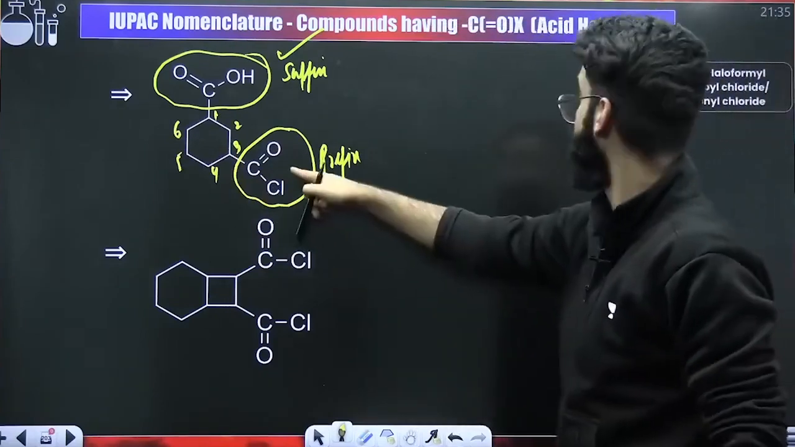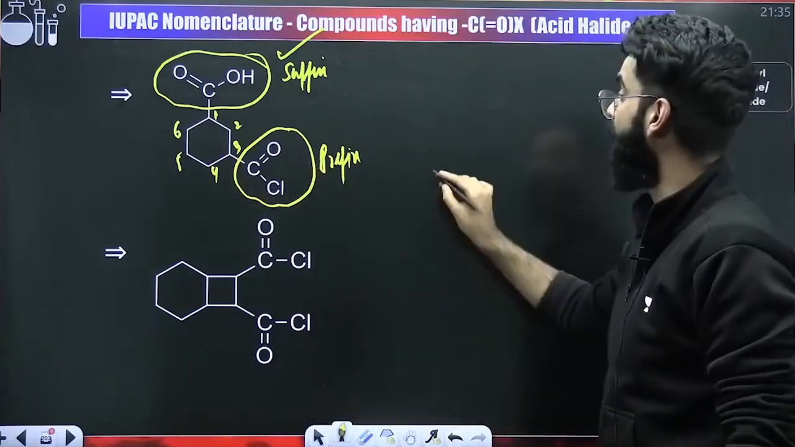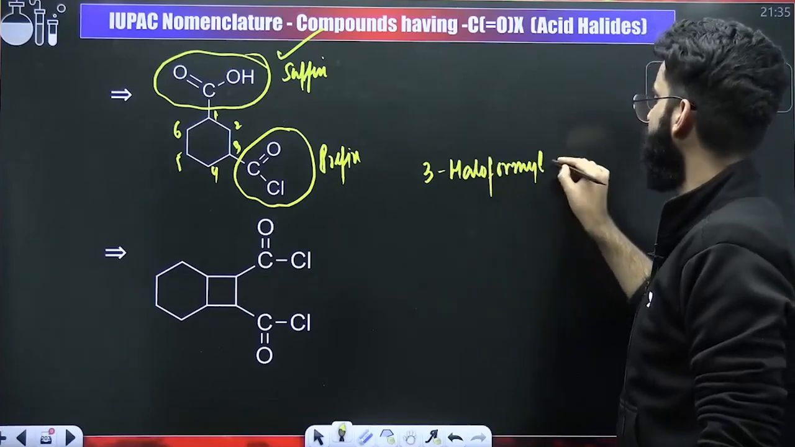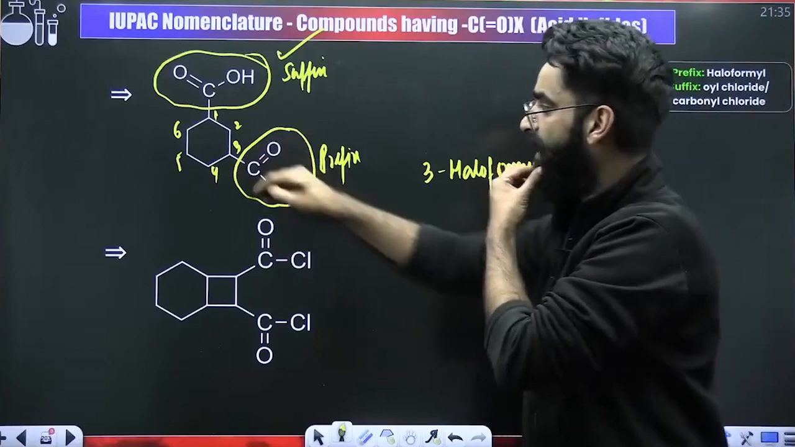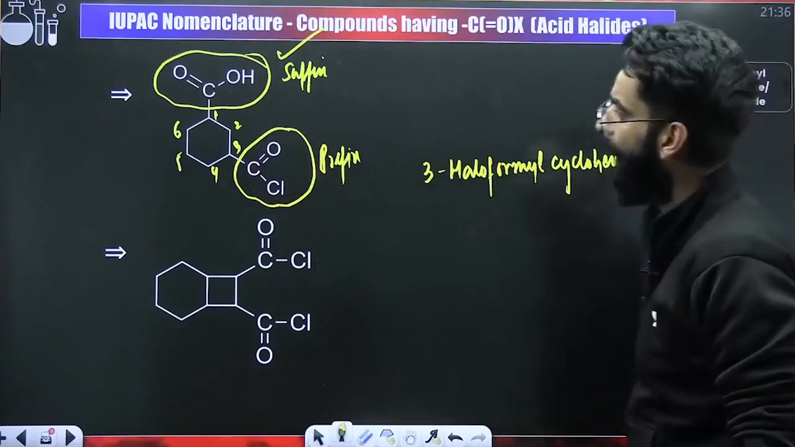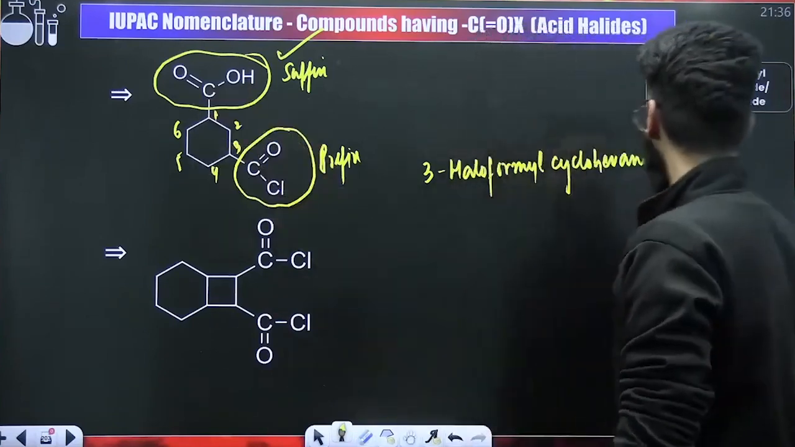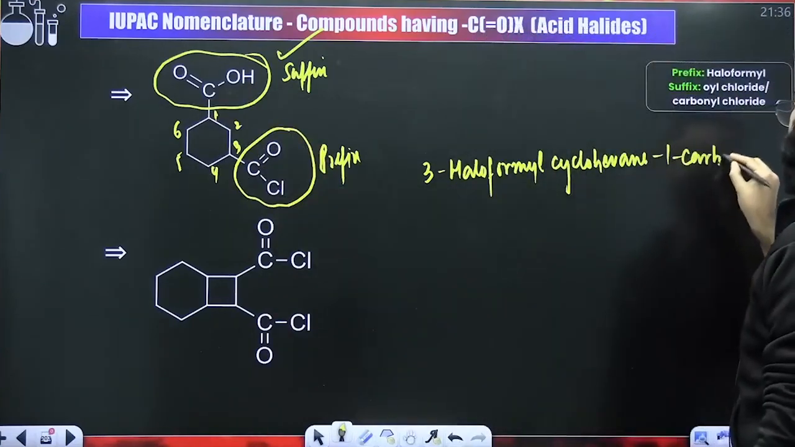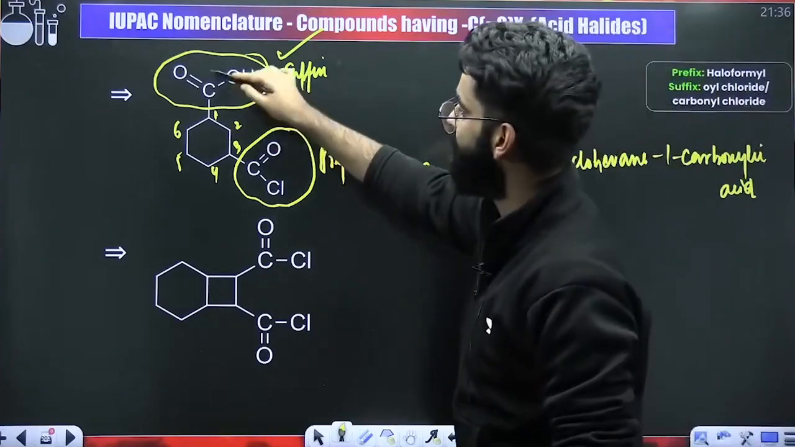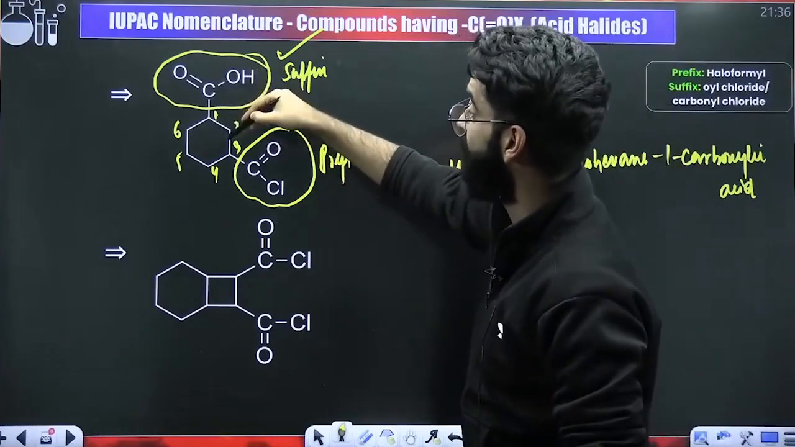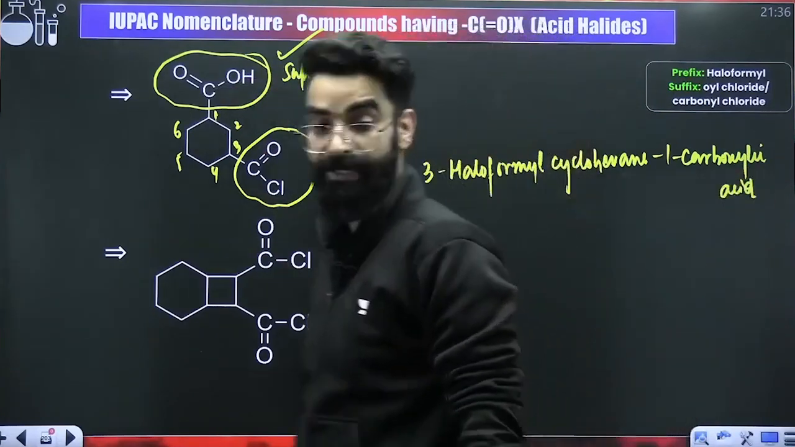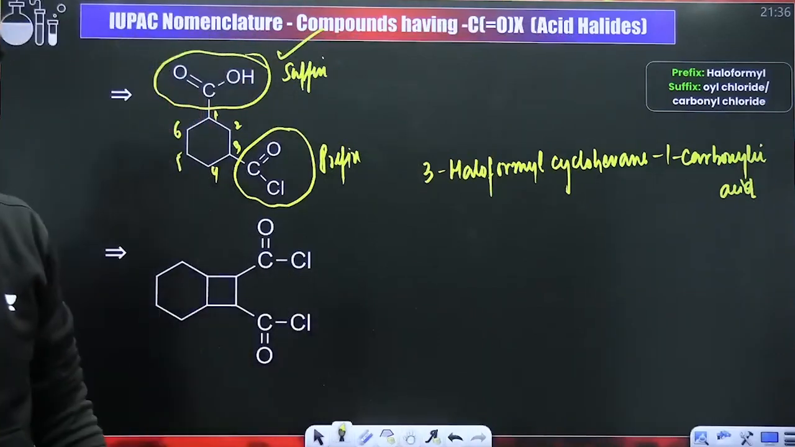Perfect. Now, as a prefix, what do we use? Haloformyl. So 3-haloformyl, right? Then it's going to be cyclohexane. At 1, it's going to be carboxylic acid, because the carbon of the carboxylic acid is not included in the main chain. That's why the suffix uses carboxylic acid here, right? Otherwise, it would have been oic acid. Okay?